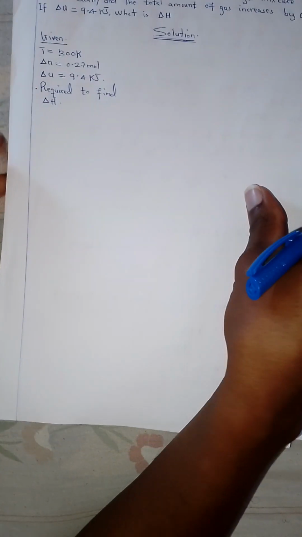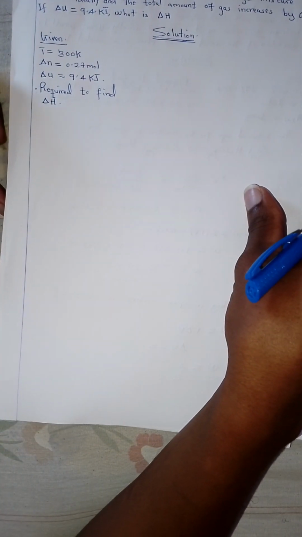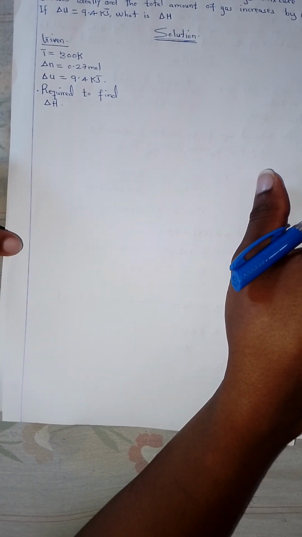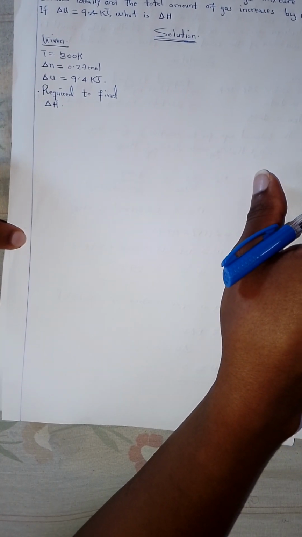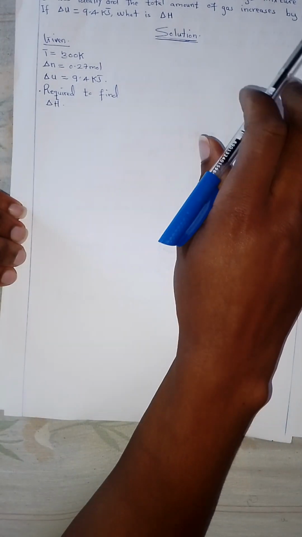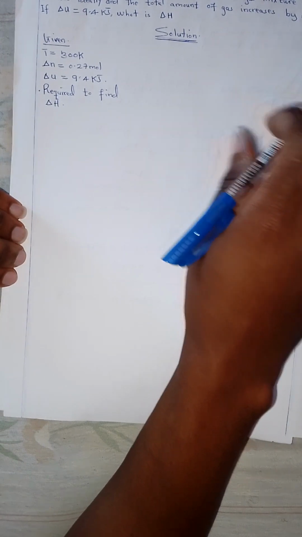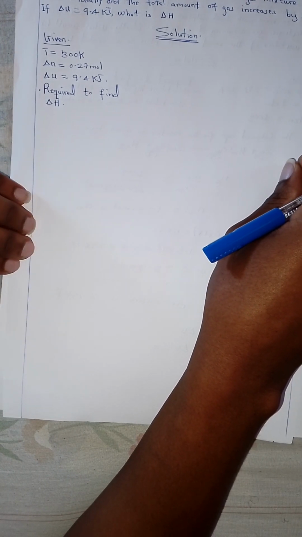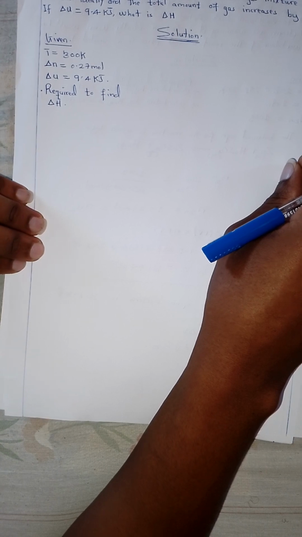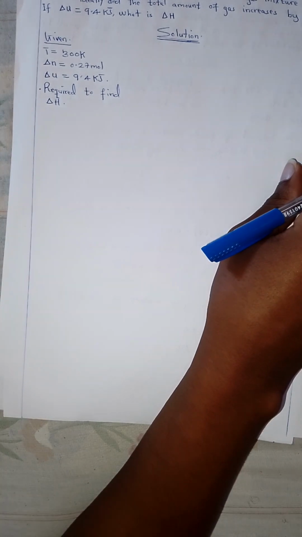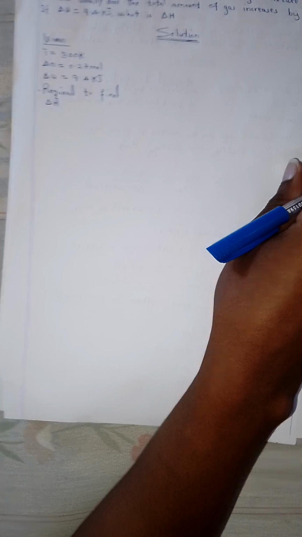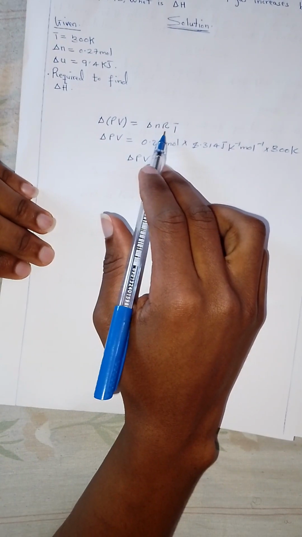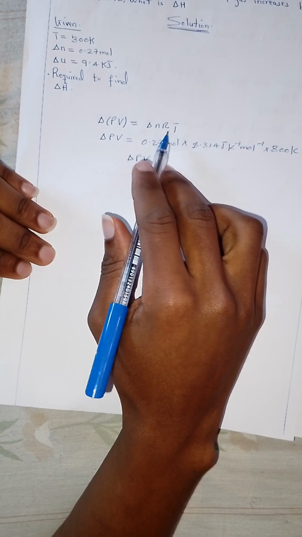We have our data here, and we know that a system initially contained n moles. Now, when the reaction has occurred, an extra 0.27 mole has been formed. So the extra 0.27 mole has caused a change in PV, and since the temperature remains constant, the relationship is change in PV is equal to change in number of moles times R, the universal gas constant, times temperature.